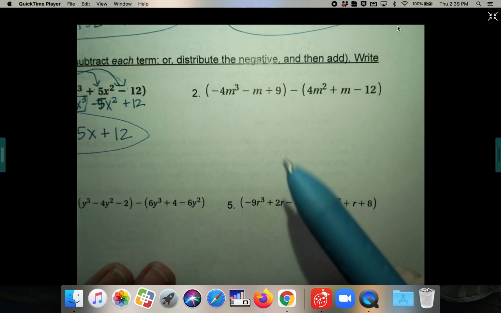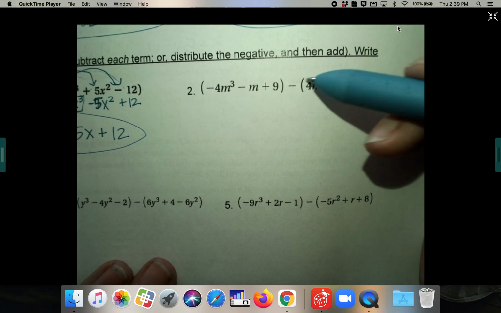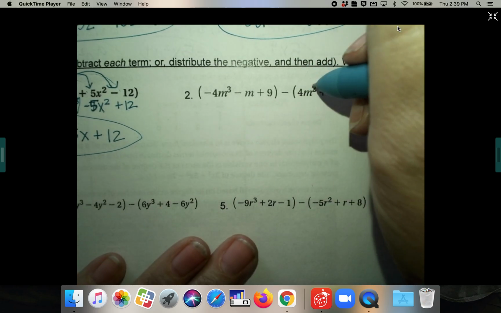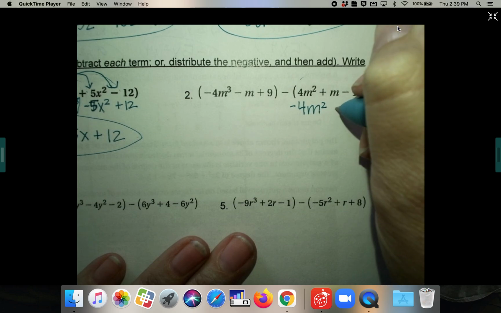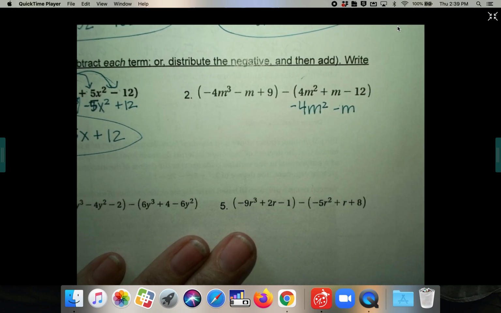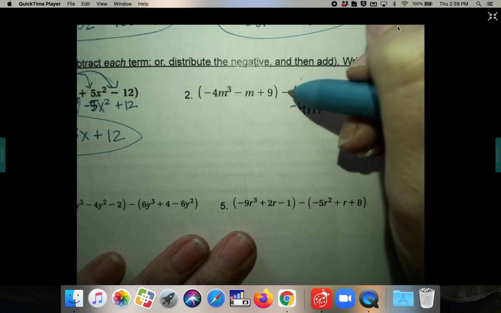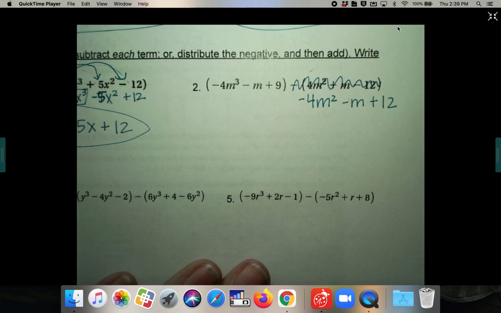All right, so knowing that, I want you to change all the symbols in front of this set of parentheses. So that's going to now be negative 4m squared. This is now going to be negative m. You can put a 1 in front of it if that helps you. And this is now going to be a plus 12. And then I would almost just scribble all this out. Once we change all the symbols, I don't want them to confuse you.